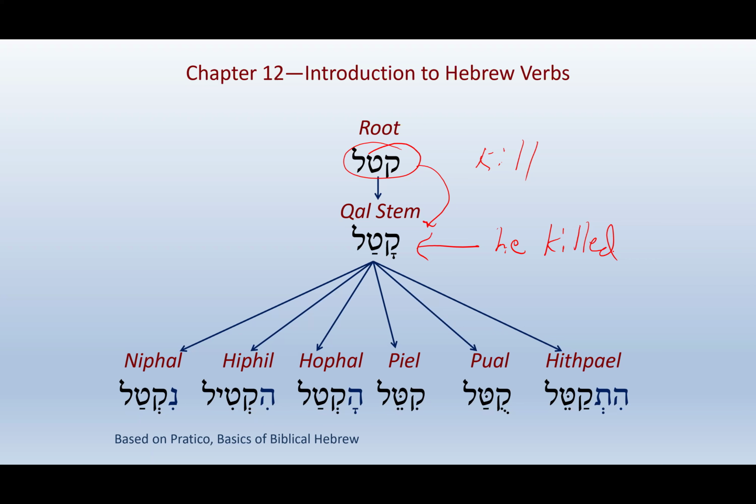So anyway, he killed. But we take this qatal stem, this Qal stem, and we see that the nun was added, and we get the a vowel. We see the he, and the hireq yod was added. So you basically take the stem, you turn it into a verb, and then from Qal we derive all these other stems. And we're going to be spending a couple of chapters on every one of these.